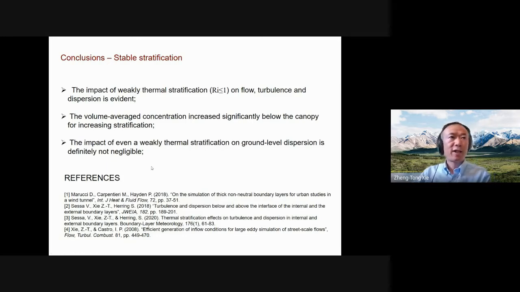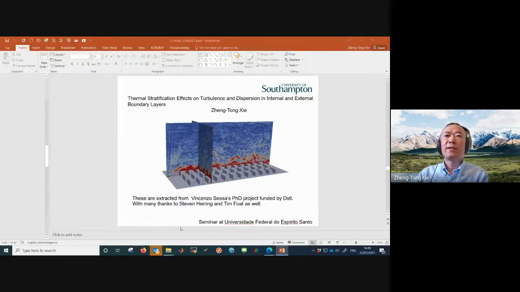Okay, so I stop here. I just want to mention one sentence here. The measurement data come from this paper, and Wen Qingzhou published two papers. If you want to read the neutral one, it is in the Journal of Wind Engineering and Industrial Aerodynamics, and the thermal stratification one is in Boundary-Layer Meteorology. Okay, I stop here. Thank you.